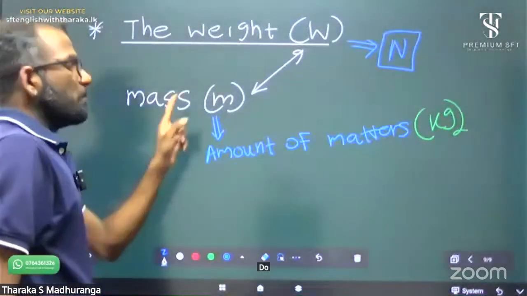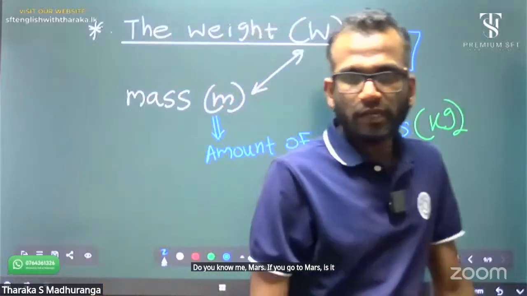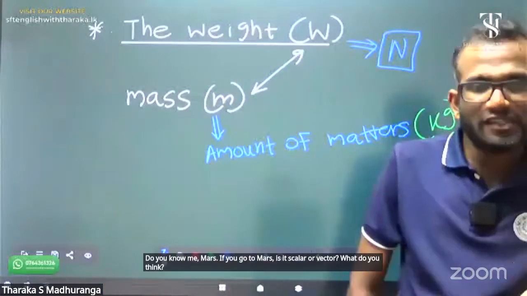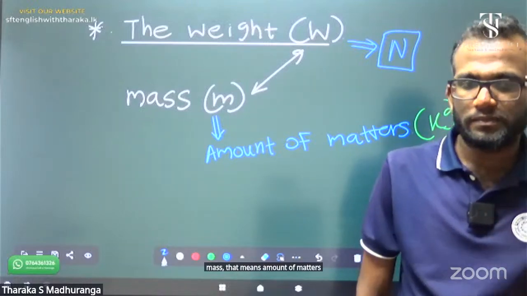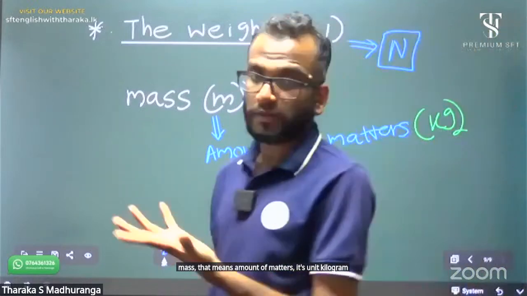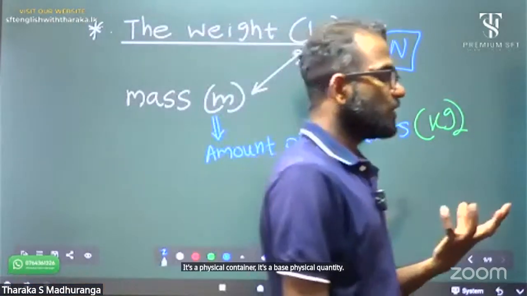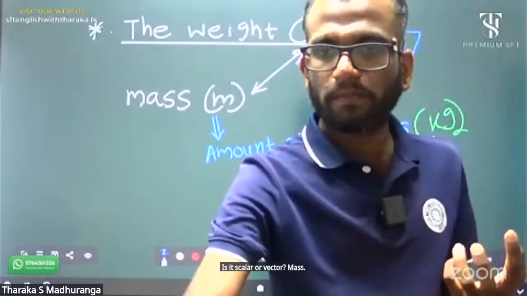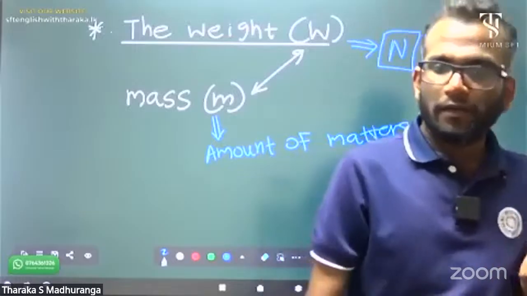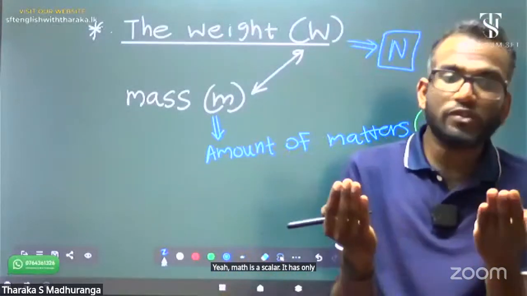Do you know mass? Is it scalar or vector? Mass means amount of matter, its standard unit is kilogram. It's a base physical quantity. Is it scalar or vector? Yeah, mass is a scalar. It has only magnitude, no specific direction.